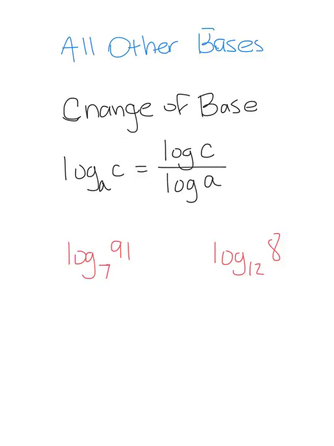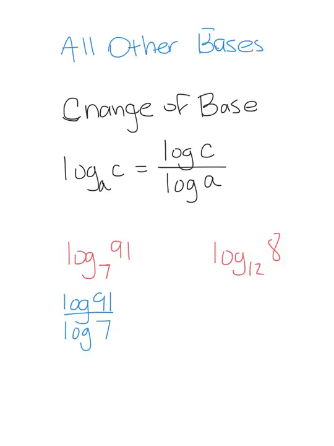Okay, so I've written 2 examples here for us to try out. If I want to know the exponent of 7 that gets me 91, I'm not going to be very good at guessing and checking that. So I can use this new change of base formula. So I want to take the log of what I was trying to take the log of, 91, and I want to divide it by the log of the base.